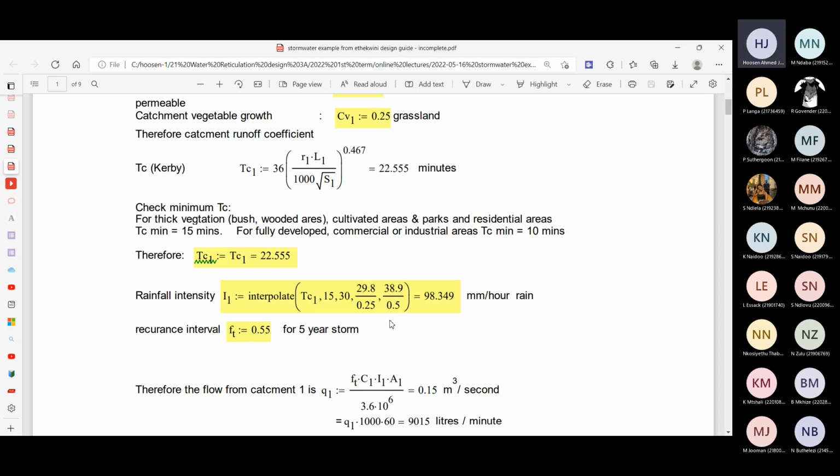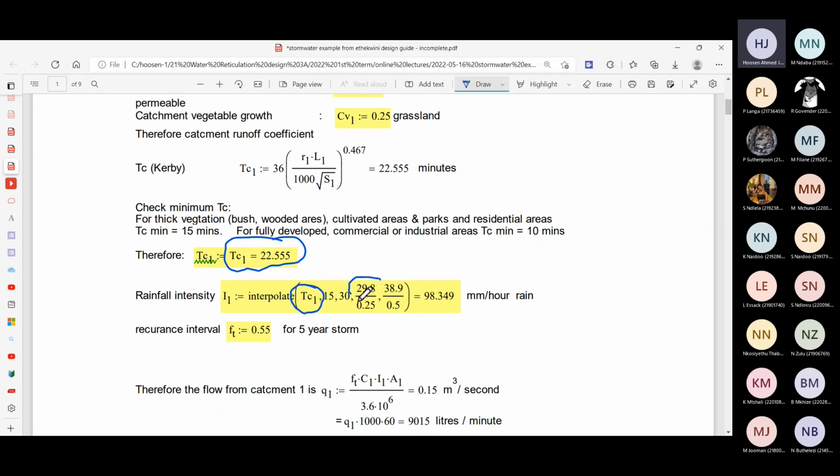There's the 29.8 and the 38.9 that you can see, and we're interpolating for 22.555, that value, the TC value. Okay, let me just get my pen. The TC here, you can see, is 22.5 minutes, and that's the value we're interpolating for, right? We've got the 15 and 30, and that's how we're doing the interpolation.